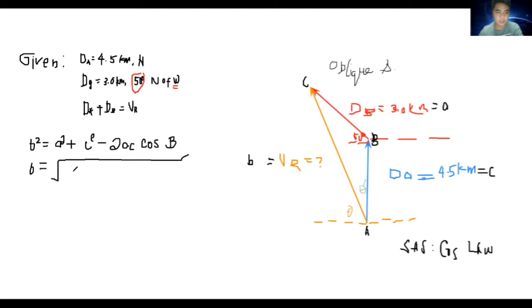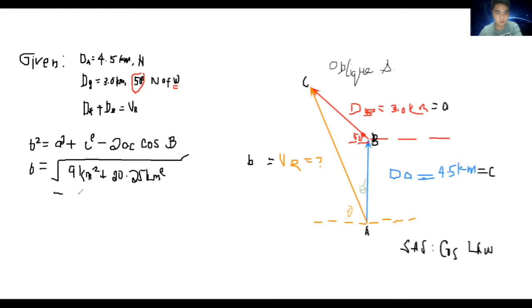Square root of what? What is A squared? As you can see, this is 3.0, that is 9. So kung substitute natin yan, 3.0 kilometers squared, that is equivalent to 9 kilometers squared, since kilometer squared is kilometer squared. Plus, C, what is C? 4.5 kilometers. So what is 4.5 kilometers squared? That is equivalent to 20.25 kilometers squared. Continuous natin sa baba, minus.